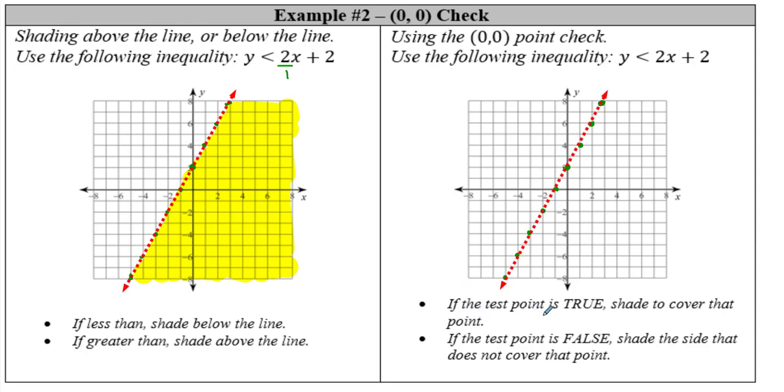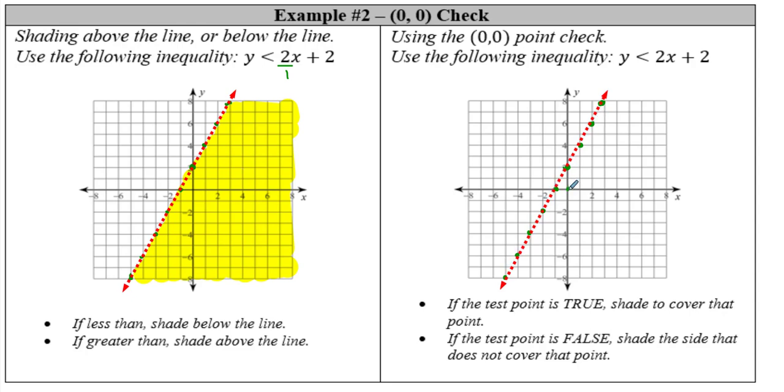So if the test point is true, like if we picked a point over here, plugged it in, and it was true, we would want to shade to where we cover that point. If the test point is false, so if we chose this point and it was false, we would just shade the other direction. The reason 0, 0 is the easiest is because you don't have to multiply anything. Everything just turns into a 0. All right, let's go ahead and do that now. I'm going to use 0, 0 since we're not crossing at the middle. We're just right here.